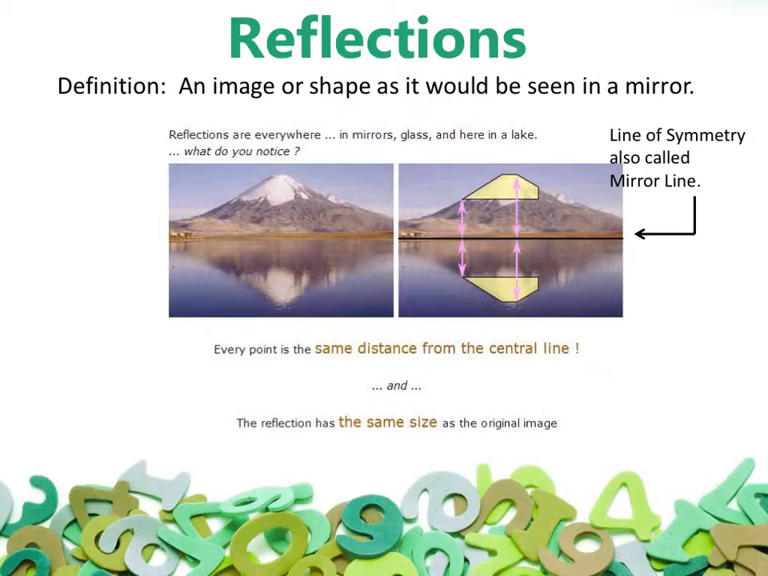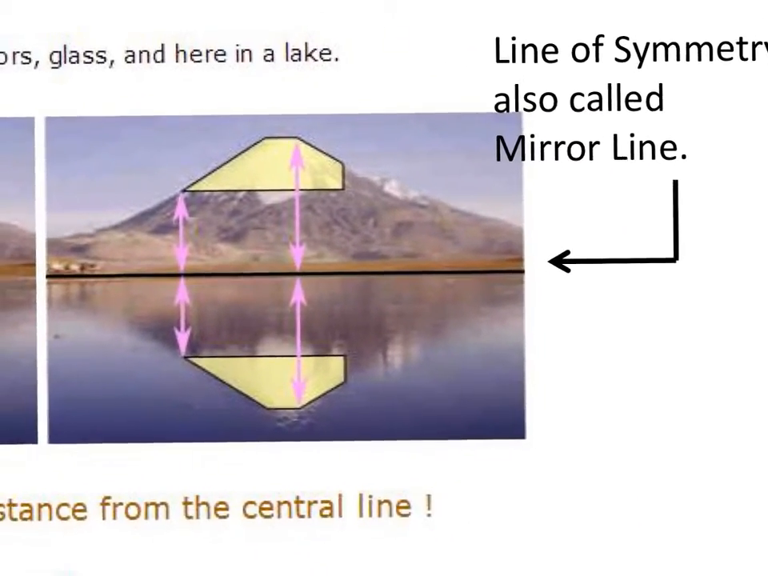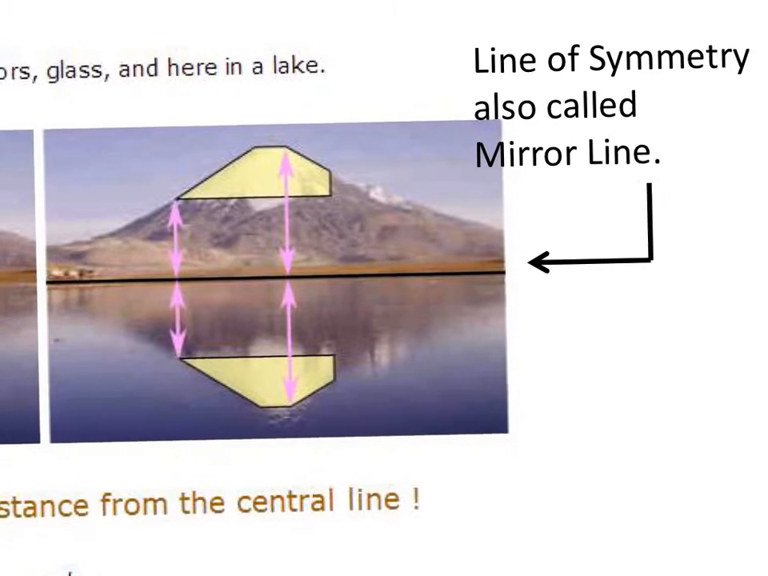What is a reflection? Well, a reflection is an image or shape as you see it in a mirror. Reflections are everywhere. Every time you look in a mirror or in a glass or into a lake, you notice a reflection. A reflection has a line of symmetry. It can also be called a mirror line. This is your line of symmetry or your mirror line.